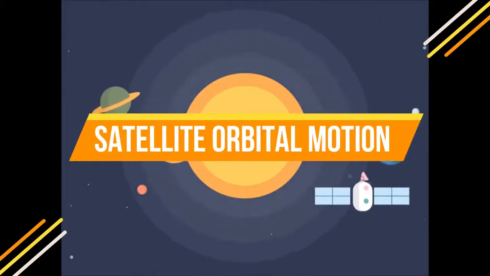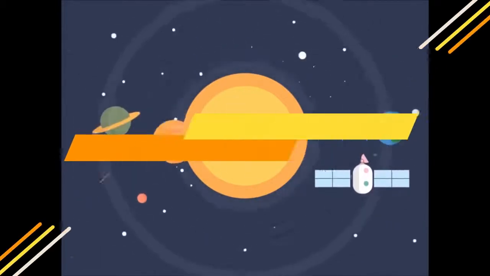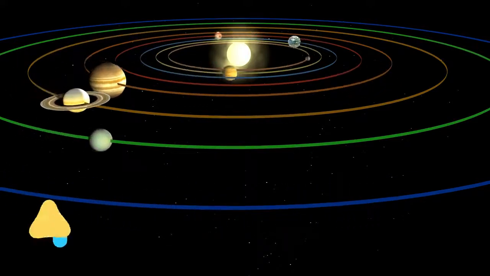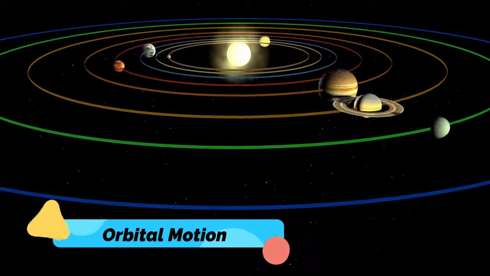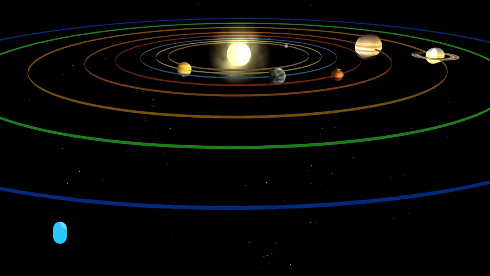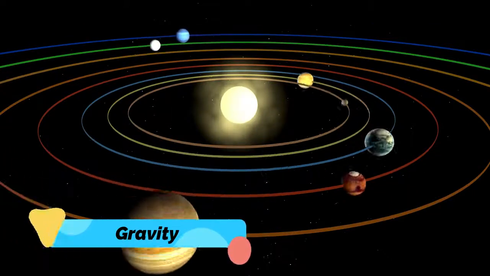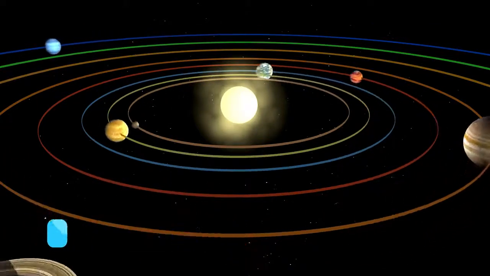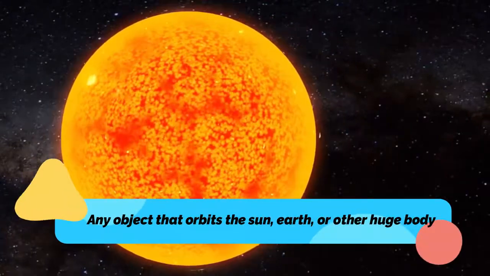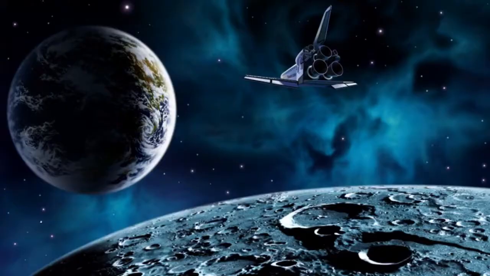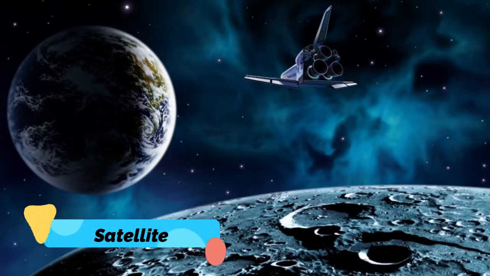Satellite orbital motion. The motion of the Earth and other things around the Sun is referred to as orbital motion. Orbital motion happens when an object moves ahead while being dragged by gravity toward another object. Any object that orbits the Sun, Earth, or other huge body is referred to as a satellite.